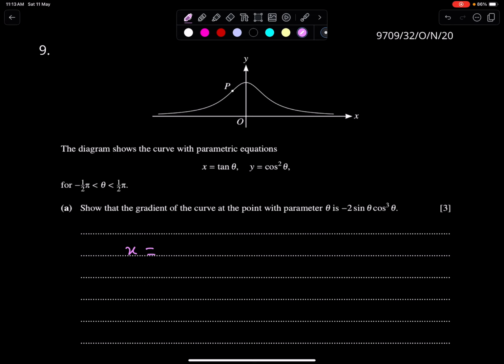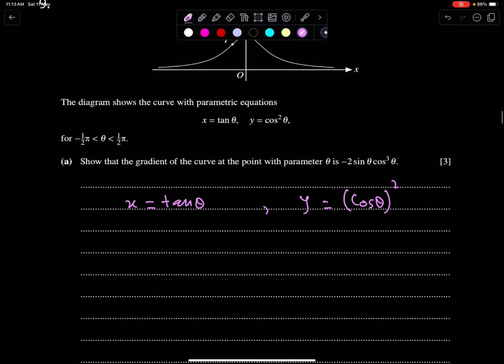First we need to copy these two equations, x = tan theta and y = cos theta whole square, to make the differentiation simple. Now dx upon d theta: differential of tan is sec square theta, and this is composite. So first make power coefficient, then subtract power by 1, and then differentiate the bracket function cos theta, which is minus sin theta.